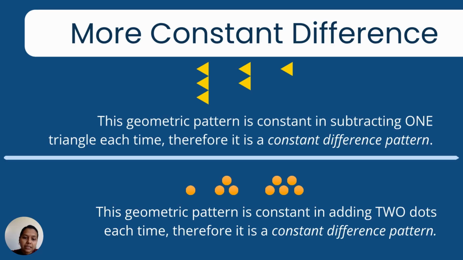The bottom one has dots, and the dots are increasing from one to the next. So we've got 1 dot in the first pattern, then 3 dots, then 5 dots. So it's showing an addition pattern of 2 dots being added each time. So this is also a constant difference pattern. So always remember, constant difference patterns have addition or subtraction happening between terms.